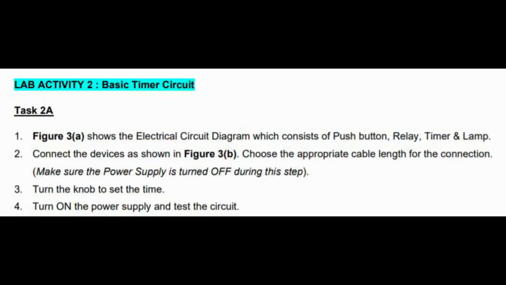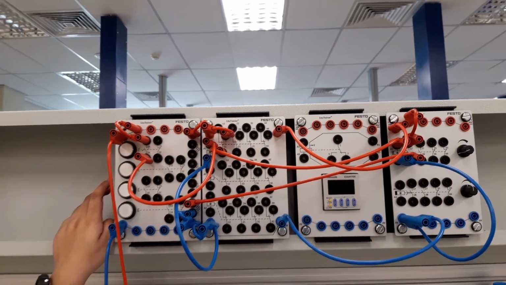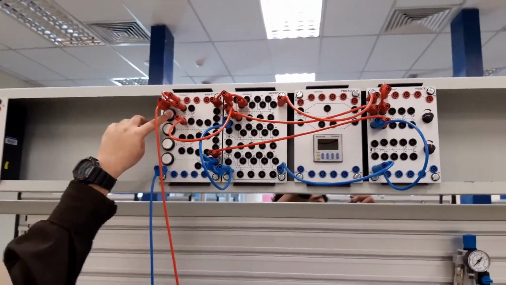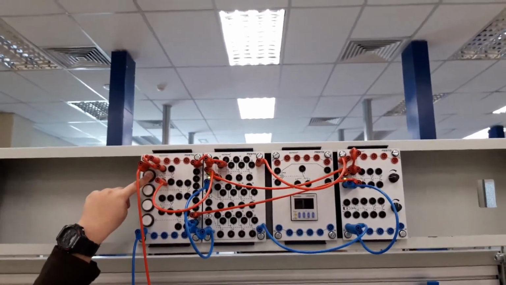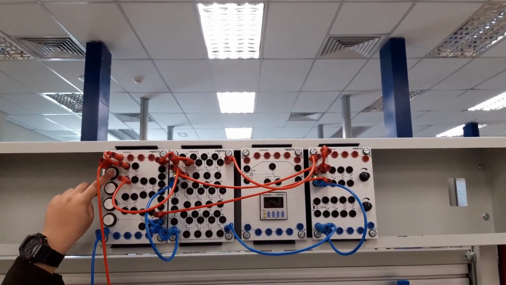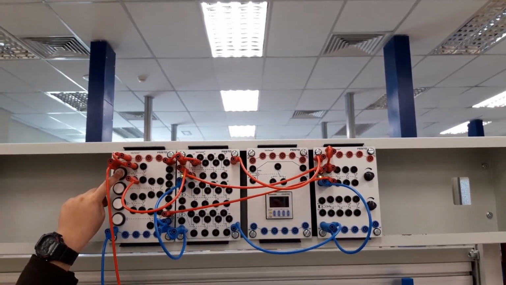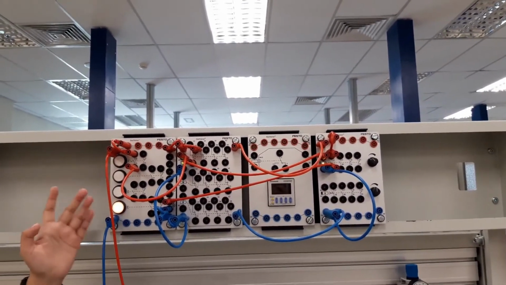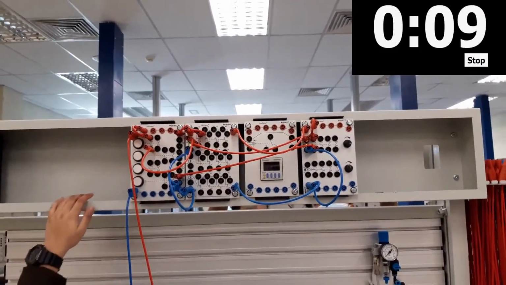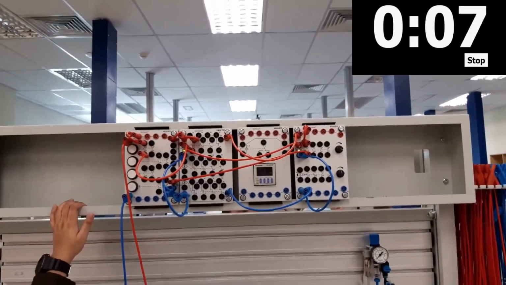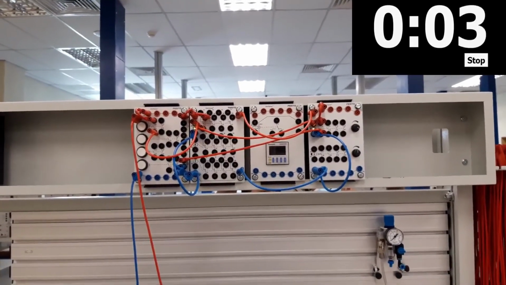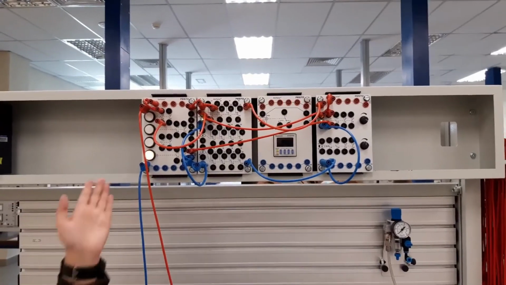Next, for lab activity 2, part 2A. So, this is the relay circuit. Firstly, turn on the power supply and adjust the timer. We press the push button. After 2 seconds, the lamp turns on. Next, we set the timer to 5 seconds. When the timer runs out, the lamp turns on immediately. Next, we set the maximum timer to 10 seconds. After 10 seconds, the lamp turns on.